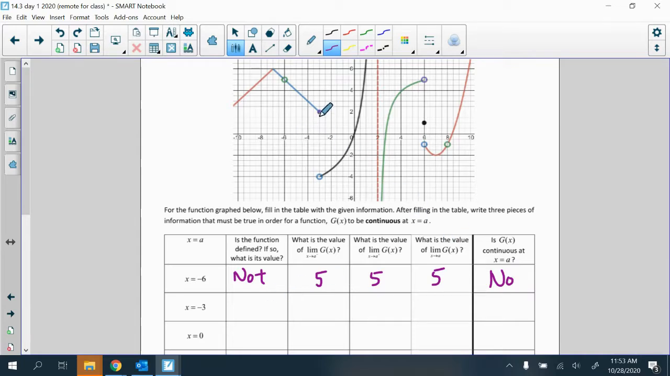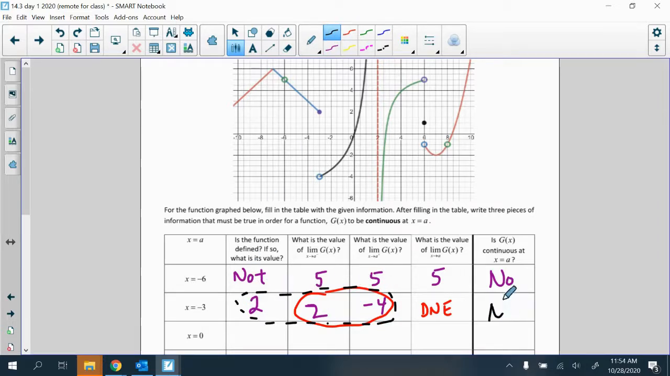At -3, the value of the function is 2. The limit from the right appears to be -4, but the limit from the left is 2. Since these two things are not the same, the value of the limit does not exist. And therefore, since all three of these things are not the same, I would say that this function is not continuous at x equals -3.